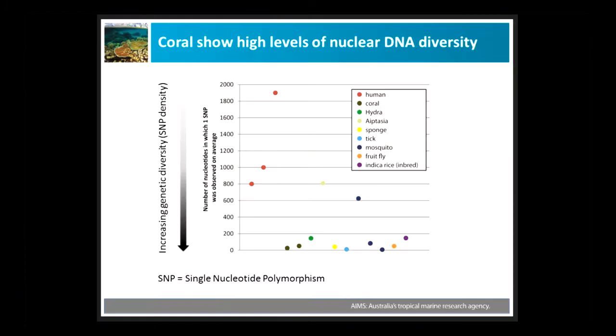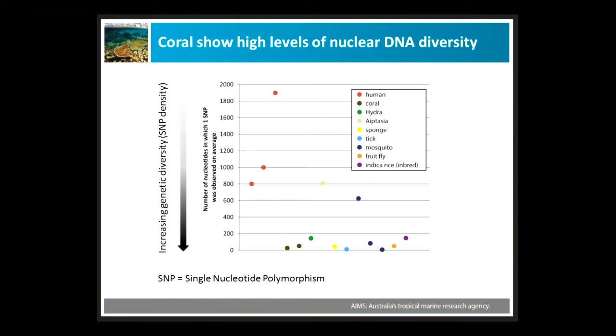Now, the next layer of diversity that we looked at is the nuclear DNA diversity. And here in this graph, I express that as the number of nucleotides on the genome in which we find a variable site, a single nucleotide polymorphism. So that means that the lower the value in the graph is, the higher the genetic diversity in that organism is. And we can see immediately that humans here in red show relatively low levels of diversity. But corals show quite high levels of diversity.